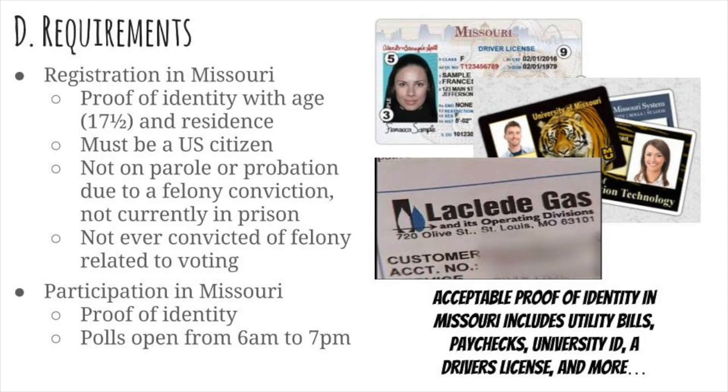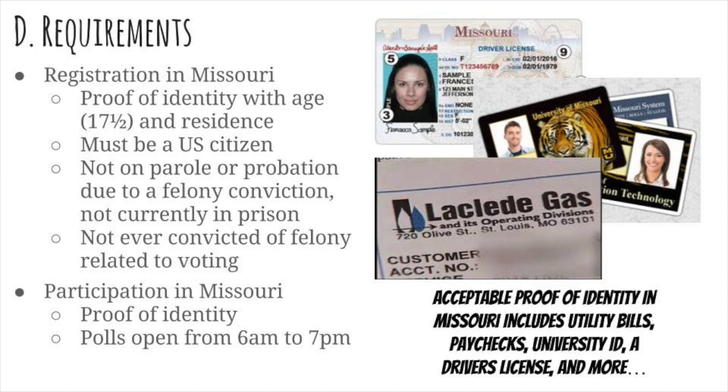So now that we've talked about voter levels and the history of voting a little bit, let's get down to the business of what you need in order to vote. In order to register in the state of Missouri, you have to prove your identity, and you have to be age 17 and a half or older, as long as you're 18 by the election day, and prove that you've been a resident of Missouri for 30 days.